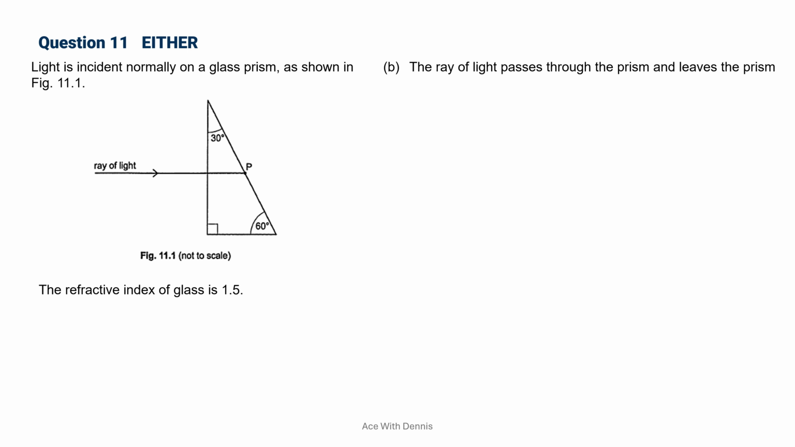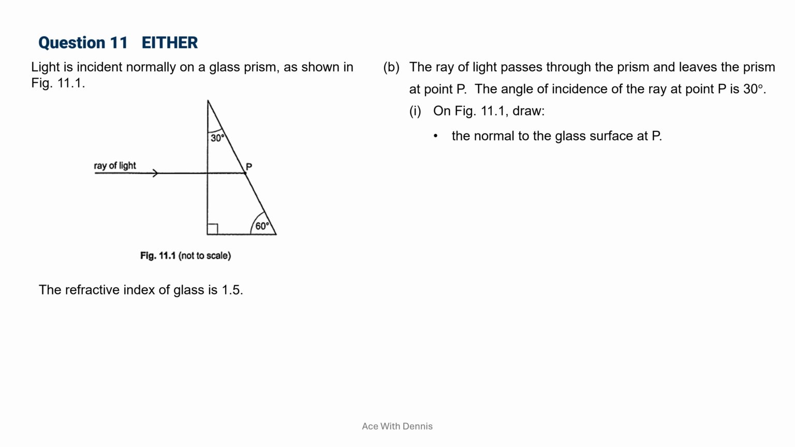B. The ray of light passes through the prism and leaves the prism at point P. The angle of incidence of the ray at point P is 30 degrees. Part 1. On figure 11.1, draw the normal to the glass surface at P, the angle of incidence at P, and the path of the light as it leaves the prism. 2 marks. Okay, so first we need to draw the normal to the glass surface at P. So the normal is always perpendicular to the surface.